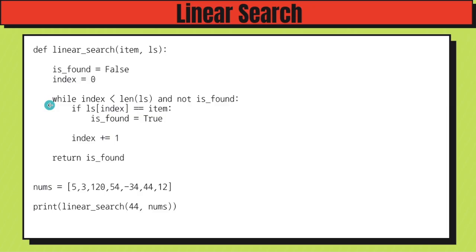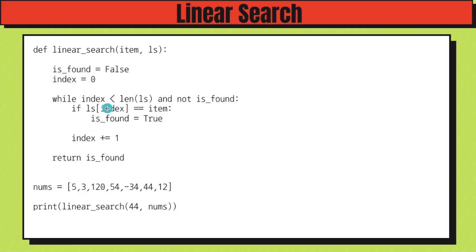Now here we have a while loop. We say while this index is less than the length of ls. So that means while we haven't reached the end of the list, and not isFound, so we haven't found the item. So for as long as we haven't reached the end of the list and haven't found the item, we want to run this code.